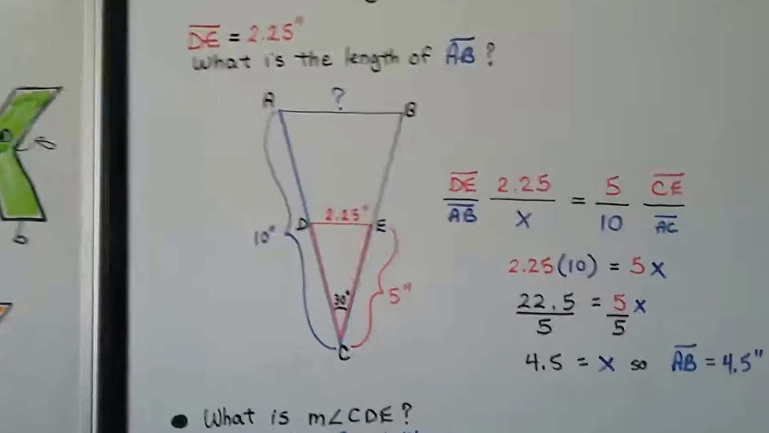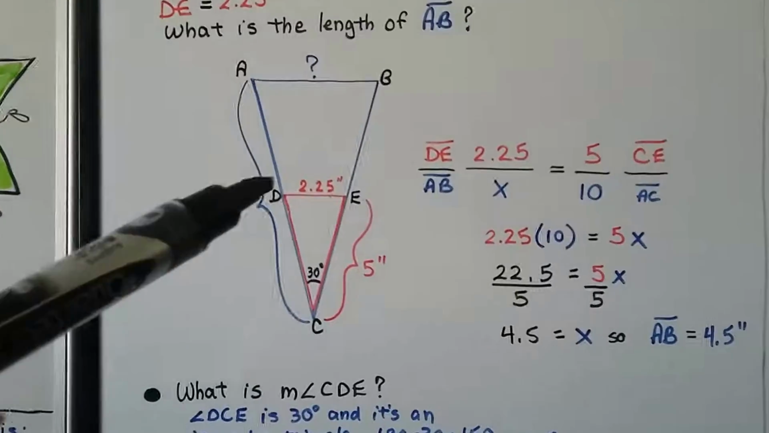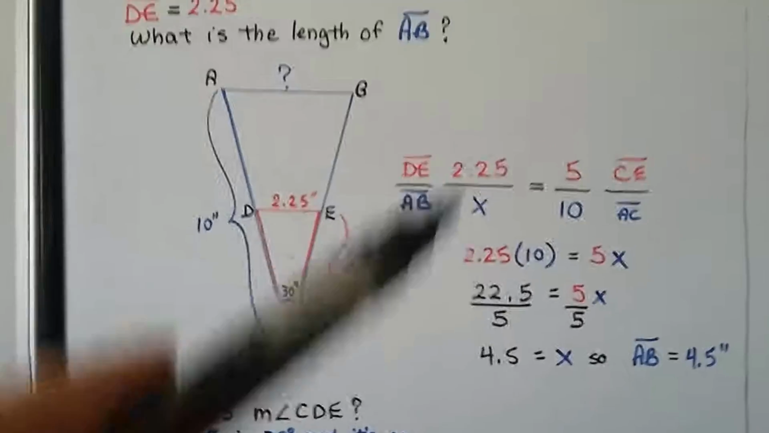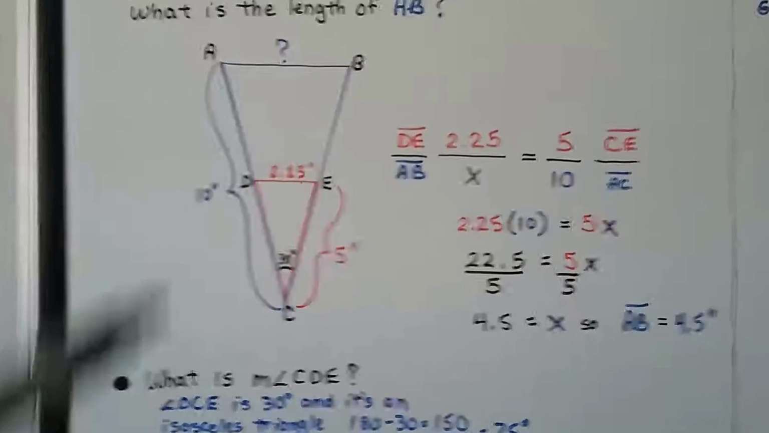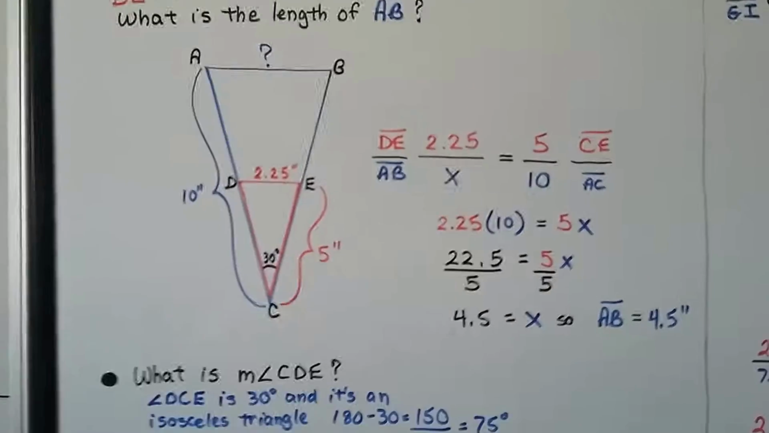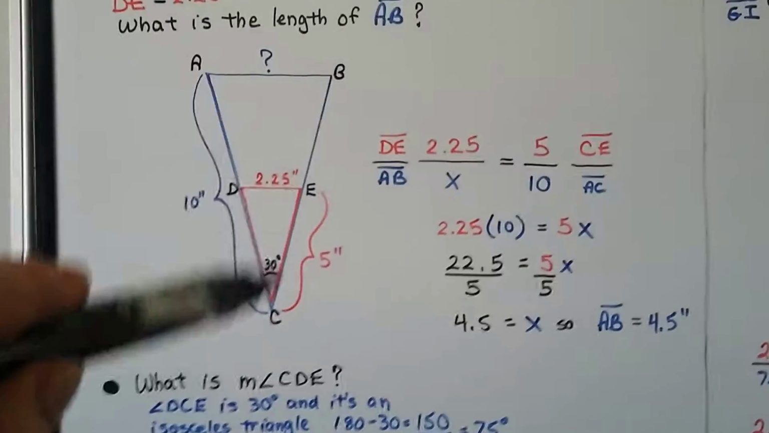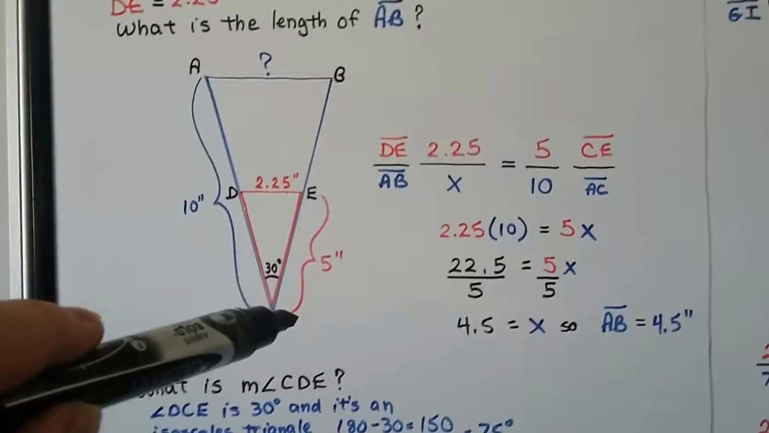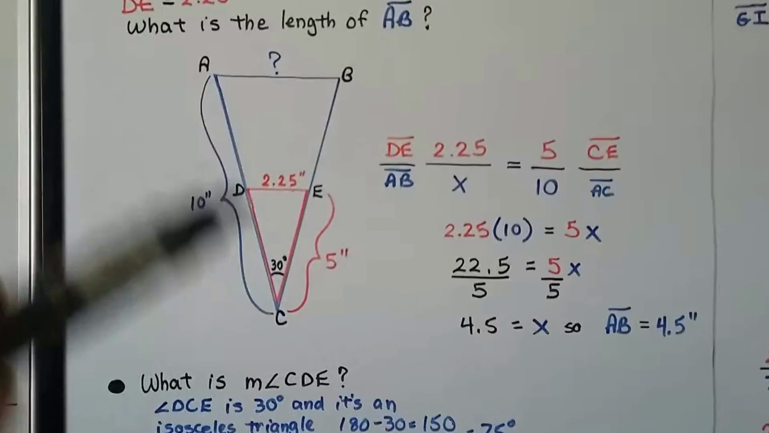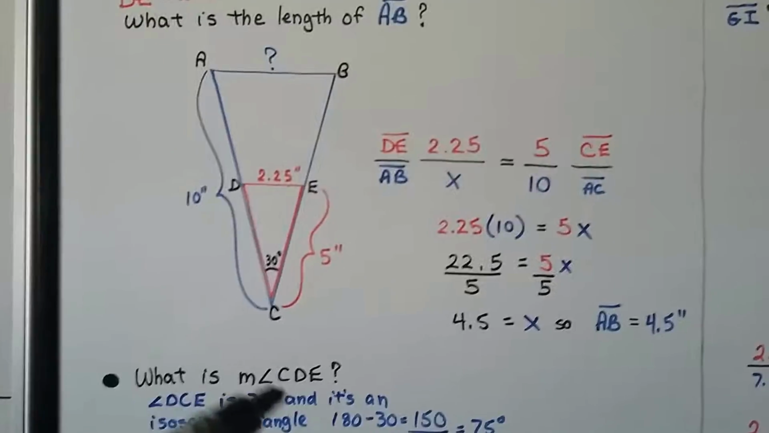So we can do a proportion. We look at the information that's given to us. We have DE is 2.25 inches. We don't know what AB is, so that's going to be our x. We know that CE is 5 inches, and that's going to be in proportion to AC, the 10 inches.